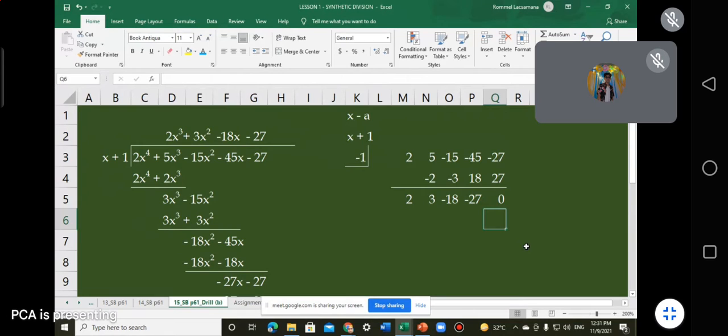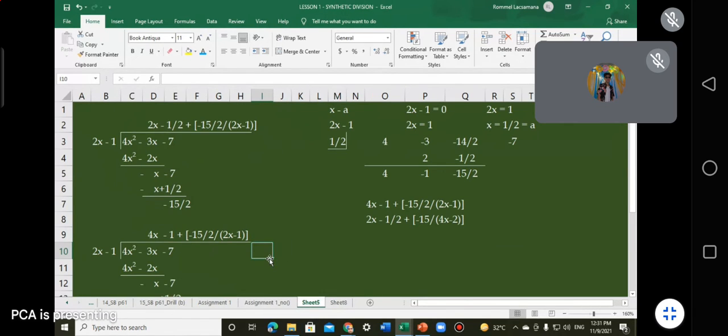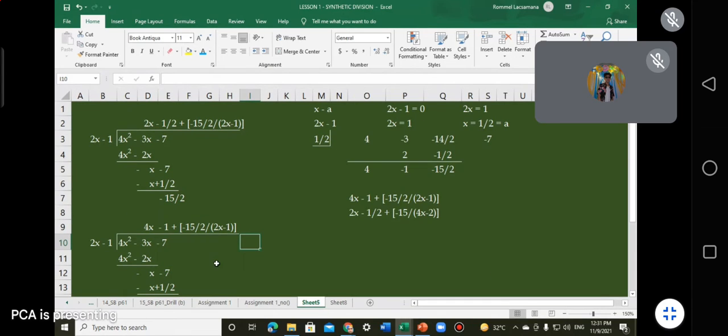Ano pa ba yun? Medyo mahina ang internet ko. So, okay na po ito, ha? Okay, dapat na-screenshot nyo na ito. And then this one. Okay, below will not work, no? So, paki-screenshot yan.